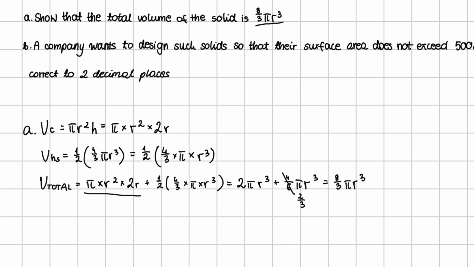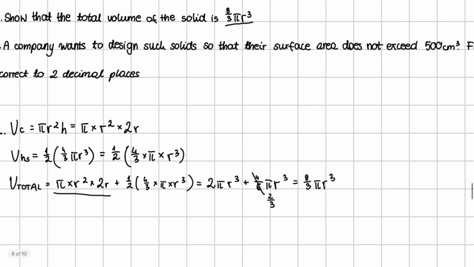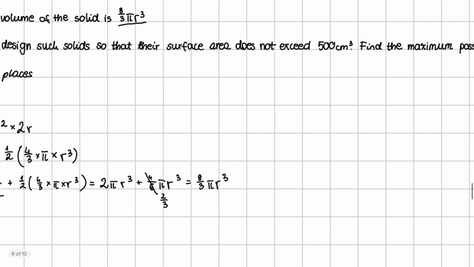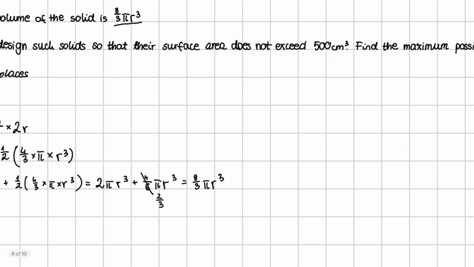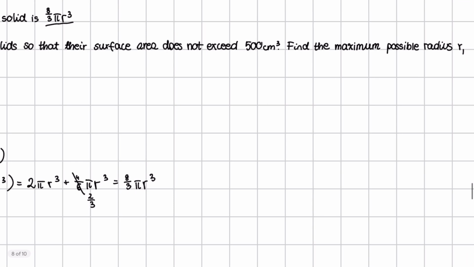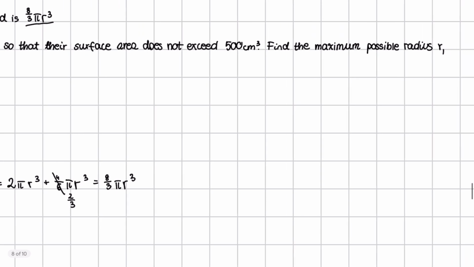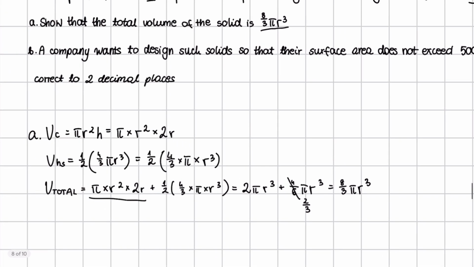B. A company wants to design such solids so that their surface area does not exceed 500 cubic centimeters. Find the maximum possible radius r, correct to 2 decimal places.